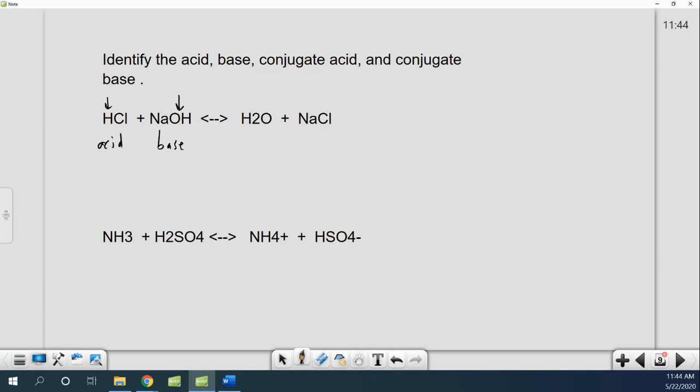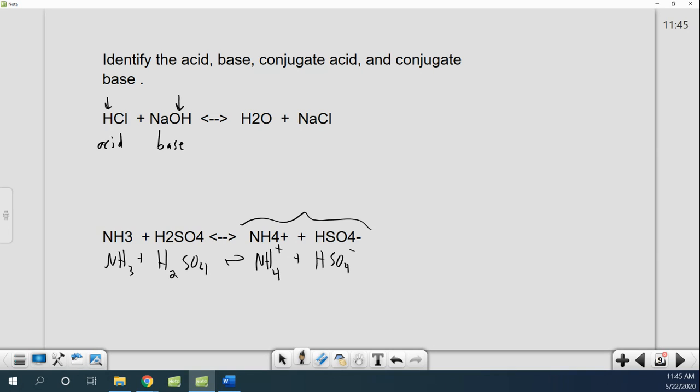It does get a little trickier if you look at this one down here. They both have hydrogens. Neither of them has a hydroxide. So what do you do in that case? Well, look at the other side of the equation. Check out over here. What happened? Well, let me rewrite this. I went from H2SO4 and NH3 to NH4 plus and HSO4 minus.